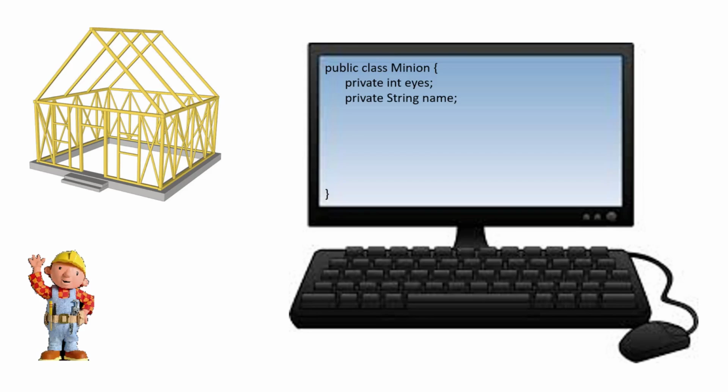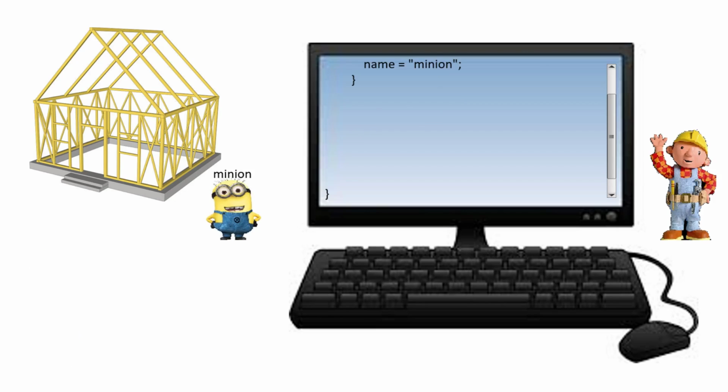Bob makes a default constructor to set the minion's fields to predetermined values. He also creates a constructor that allows him to decide the number of eyes and the name.